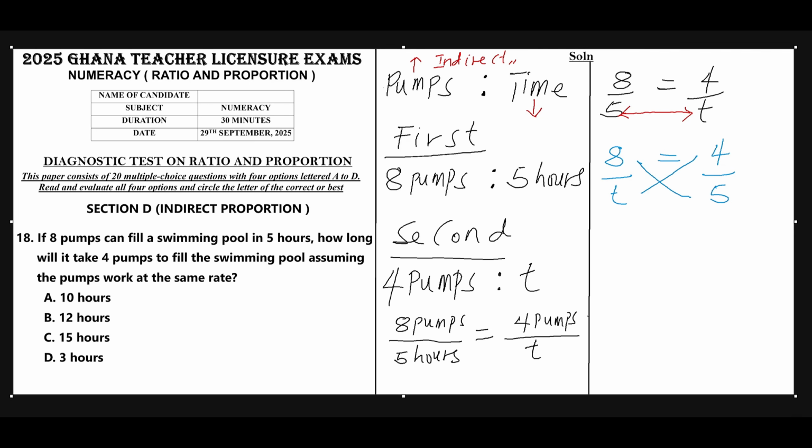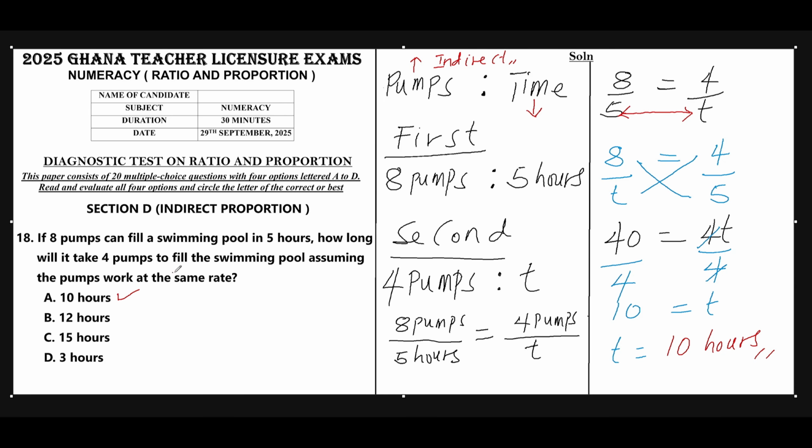So we cross multiply. When you cross multiply, we know that 8 times 5, that is 40. And then t times 4, we have 40. Since we are looking for t, we divide both sides by 4. So the 4 will cancel out. We have t on the right, and then 40 divided by 4, that gives us 10. So the time here will be 10 hours. So the right answer is option A.